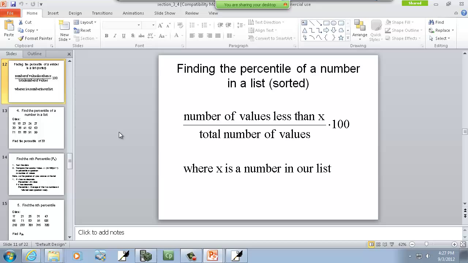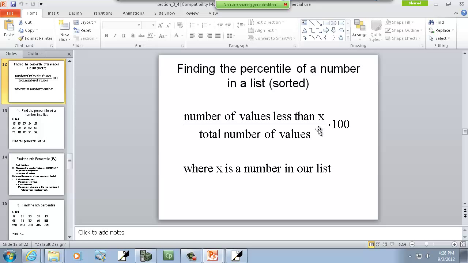Okay, we just looked at that. Now, let's say you want to find a percentile of a number in a list, and the list is sorted from smallest to largest. First, you find the number of values less than x, where x is a number in our list. Divide by the total number of values, times 100.